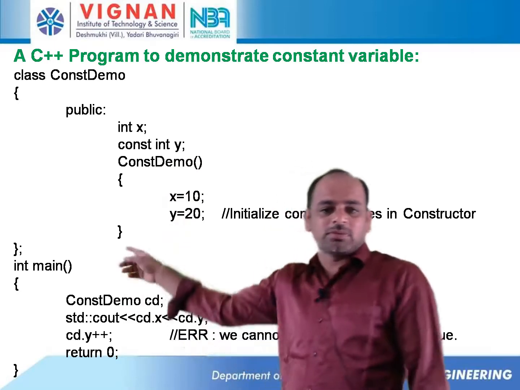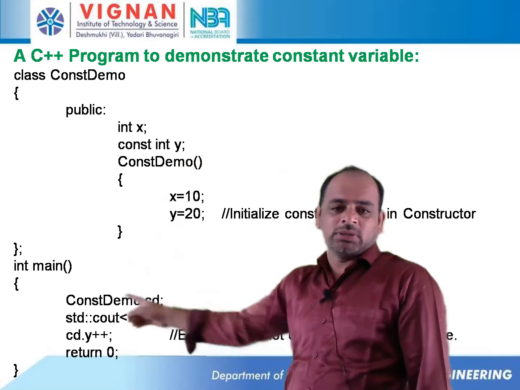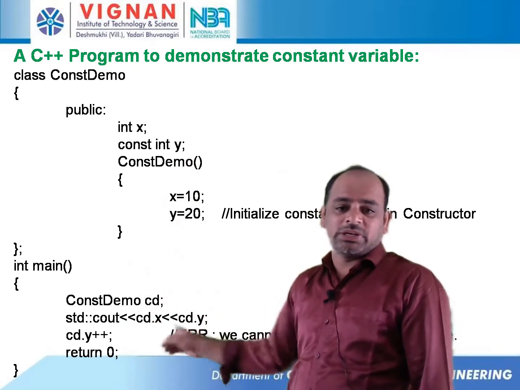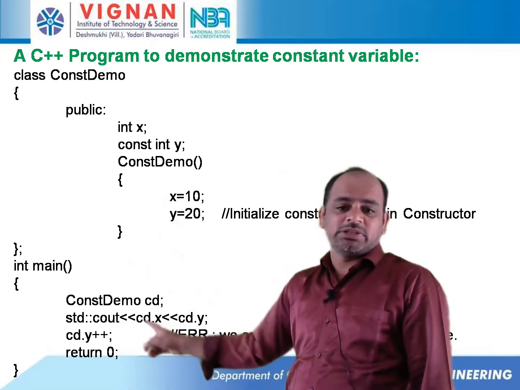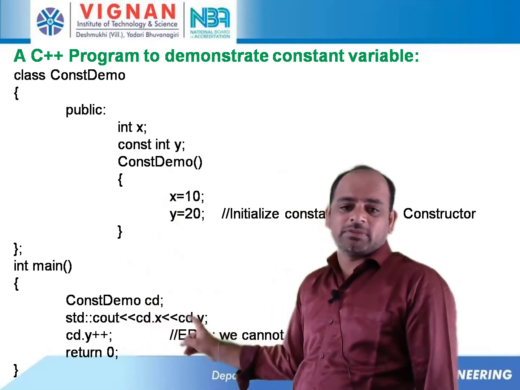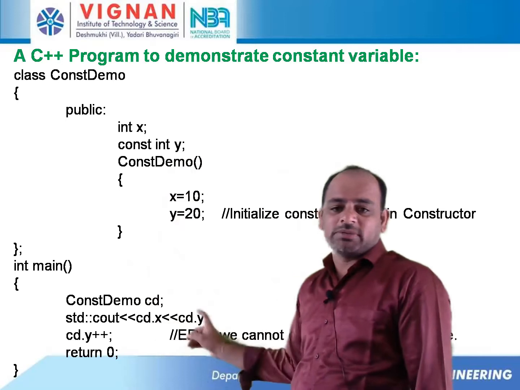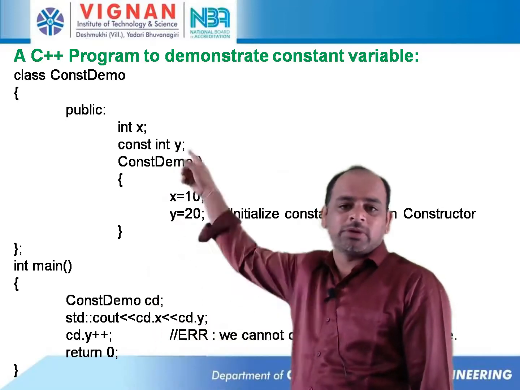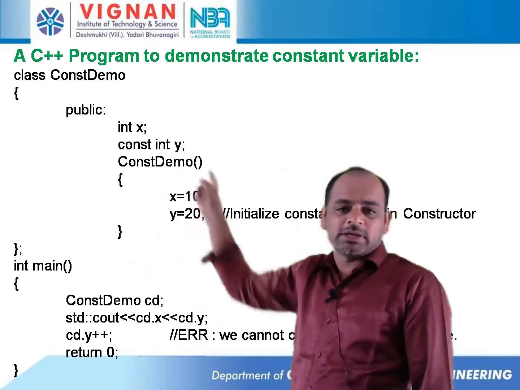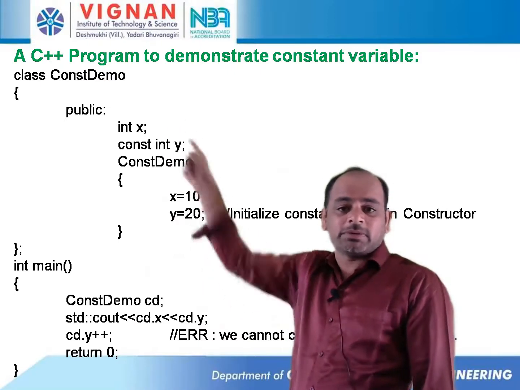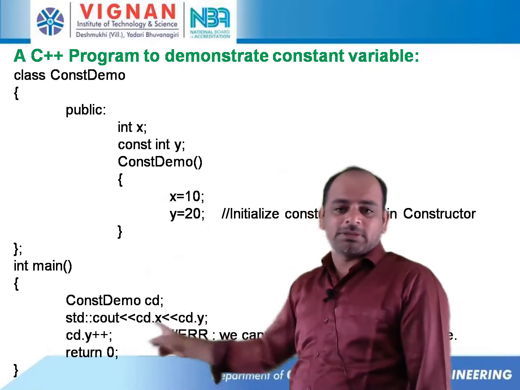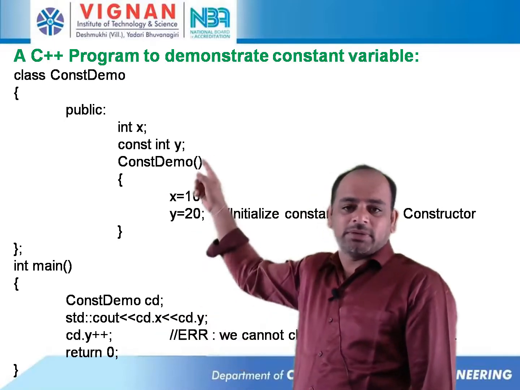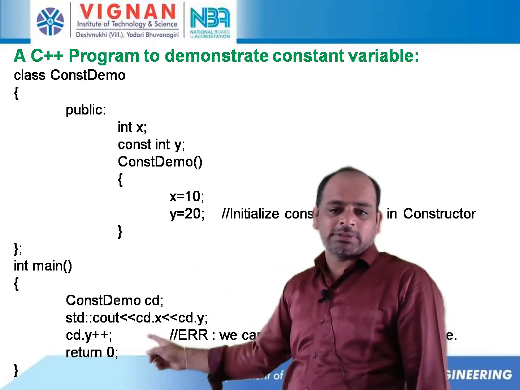Now close the class and go to the main function and create an object of ConstantDemo. So the cd object is created and cout cd.x will be printed and cd.y will be printed, because x and y are public members. So we can access them directly from the outside environment. If you declare these as private members, it's not possible, because private members of a class cannot be directly accessed. Because x and y are declared public, we can directly access them here.